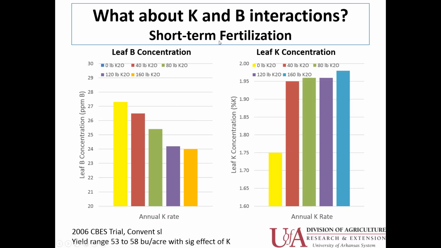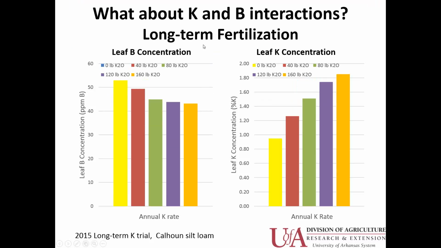So we went into one of our short-term fertilization trials, and by this I simply mean it was a field where we put boron out, and it was a one-year trial and we were done. On the left, again, these bars represent different potash application rates in pounds of K2O, and you can see that as our K rate increases from 0 to 160 units, leaf boron concentration decreased about 3.5 parts per million. On the other hand, leaf K concentration increased quite a bit. So this is a short-term trial. What about a longer-term trial?